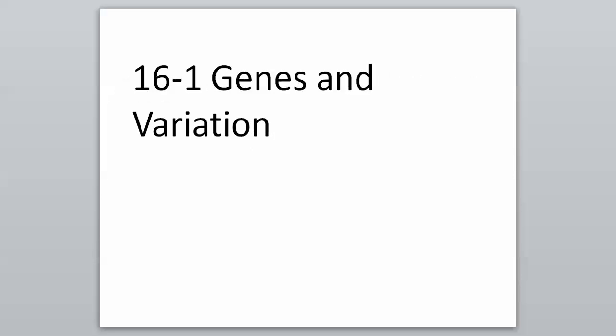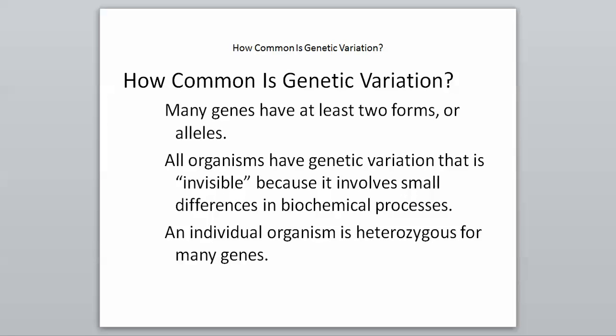So the first section is called genes and variation. It's going to look at how, from a genetic standpoint, remember we did the genetics review, genes play a part in the process of evolution. And so for our first line here, we're going to talk about how common genetic variation is.